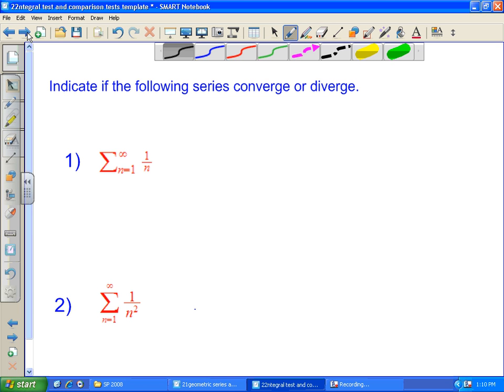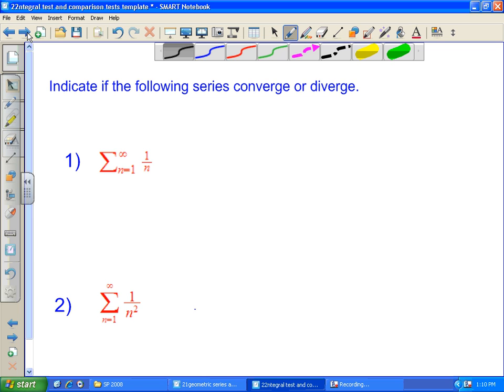Okay, so let's use that test with this first example. Summation of 1 over n. Based on the integral test, what can we say about this series? Does it converge? Does it diverge? Or is the test inconclusive somehow? When I look at questions like this, I always begin with the n-term test, and I want you to get into the same habit. Begin with the n-term test.